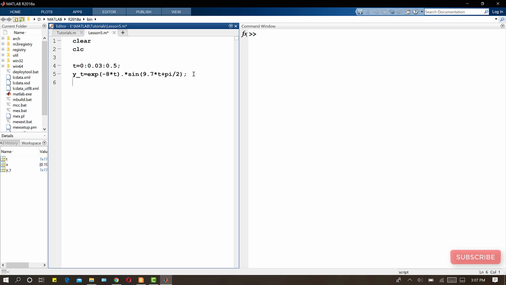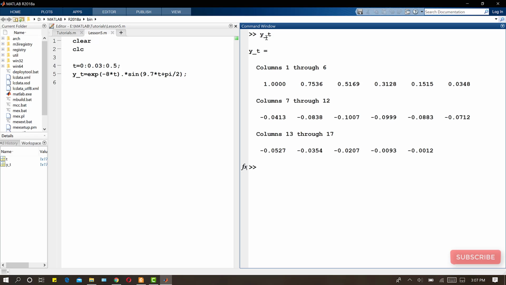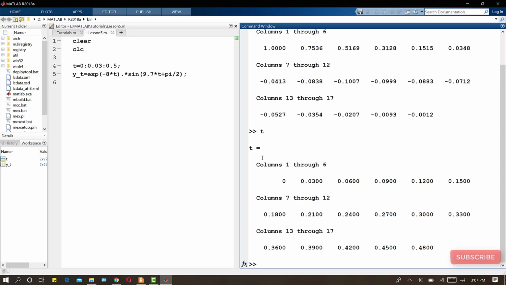Now if I execute this by pressing F5, and then I write y of t, these are the y of t values for the corresponding t values. Let me write t as well. When t is 0, the pressure difference is 1. When t is equal to 0.03, the pressure difference is 0.7536. When t is 0.24, the pressure difference is minus 0.1007.